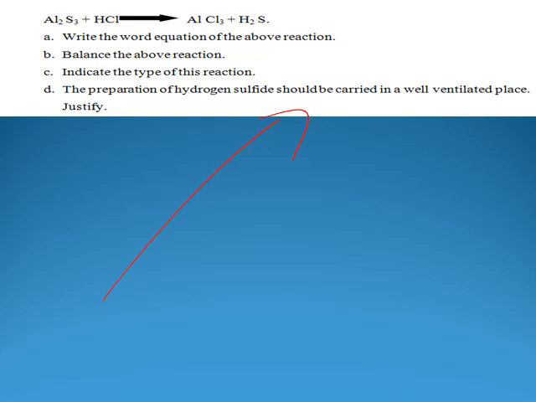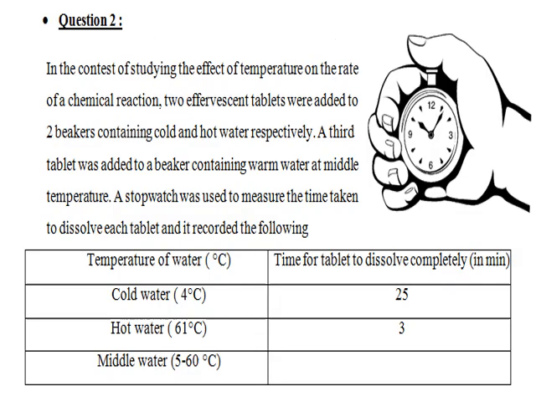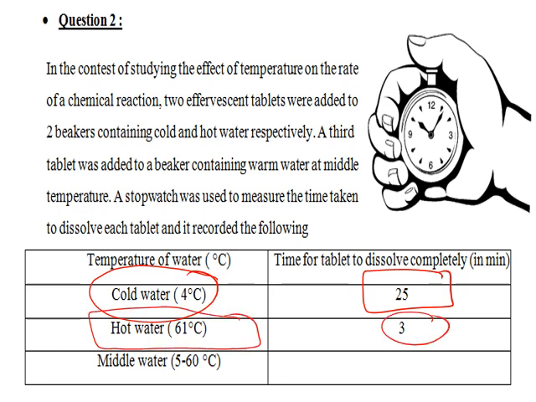Moving to question 2. Question 2 is about studying the effect of temperature on the rate of a chemical reaction. Two effervescent tablets were added to two beakers containing cold and hot water respectively. A third tablet is added to a beaker containing warm water at middle temperature. A stopwatch was used to measure the time taken to dissolve each tablet according to the following table. When it was cold, it took about 25 minutes. When it's hot, 61 degrees, it takes about 3 minutes. What about the middle temperature?